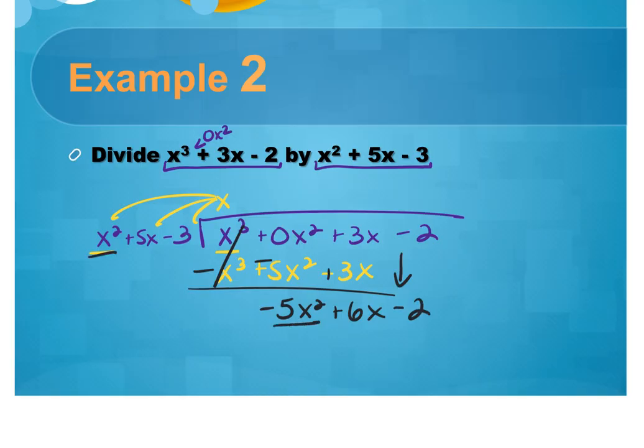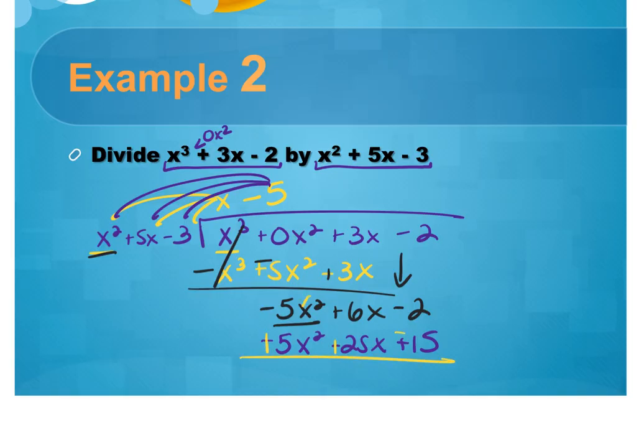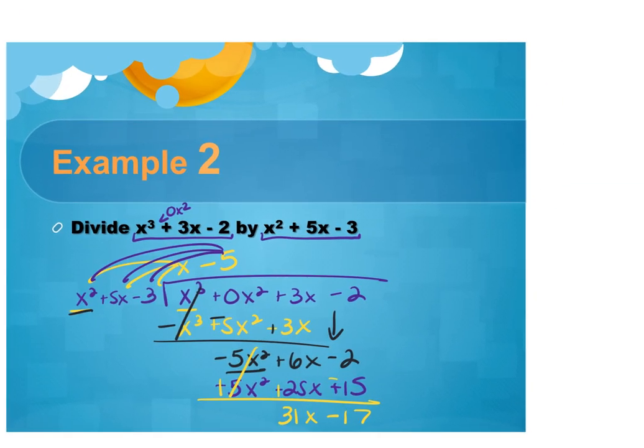First into first again. Multiply by negative 5 this time. Negative 5 times x squared, negative 5x squared. Negative 5 times positive 5x, negative 25x. And negative 5 times negative 3, positive 15. And we change our signs. Cancels. 31x minus 17 is the remainder. So I'd rewrite it as quotient plus remainder over divisor.